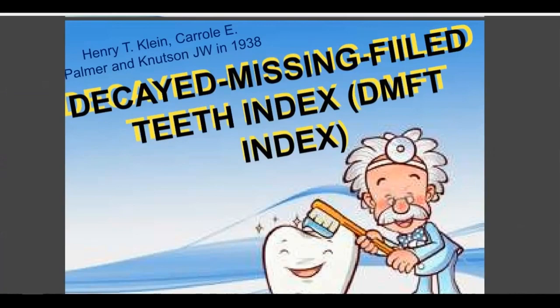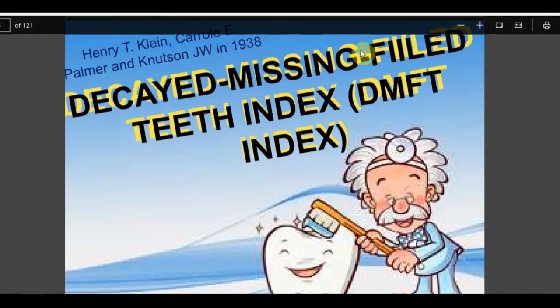So today we have dental caries indices. We will be seeing only DMFT and DMFS. That is what is important for us in our practical session or even for our exam. It was given by Henry T. Klein, Carroll Palmer and Knutson J.W. in 1938. It is the decayed, missing, filled teeth index, or DMFT index.